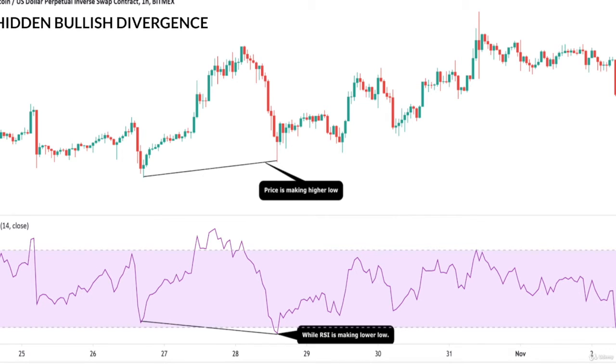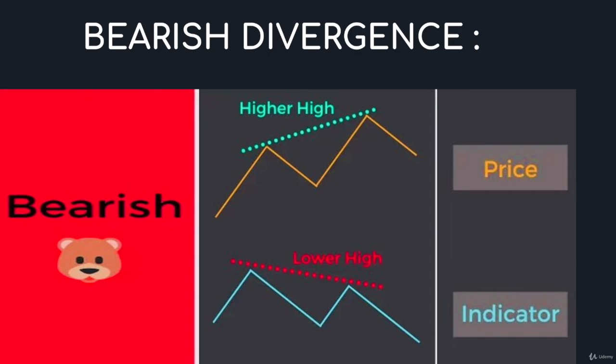Let's move forward to the bearish divergence. This is the bearish divergence. As the name indicates bearish, it means the sellers are interested now. The price might drop from this zone. In the bearish divergence, the price is forming higher high on the chart and the relative strength index RSI is forming lower high on the chart. This is the lower and this is the high. Lower high on the chart.